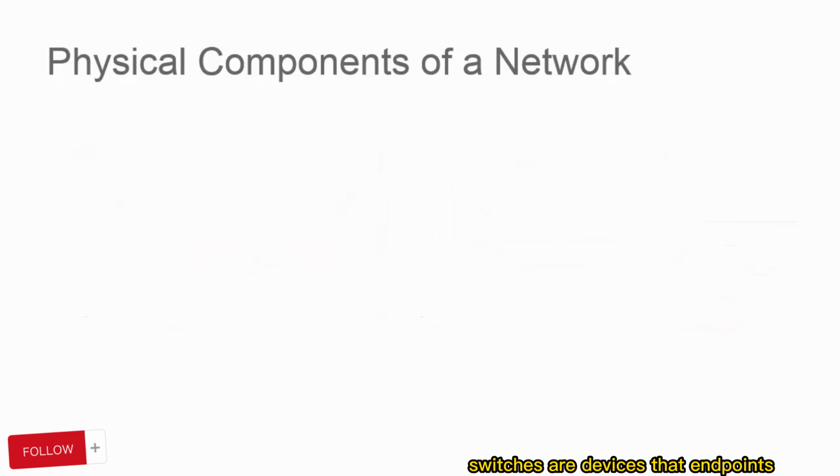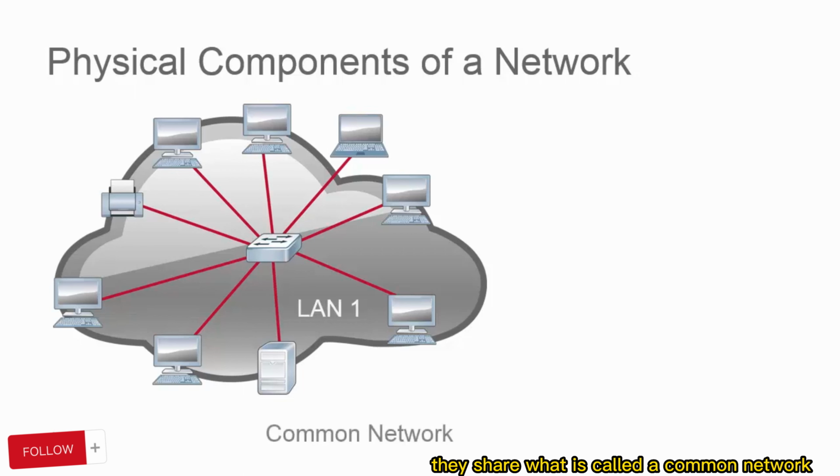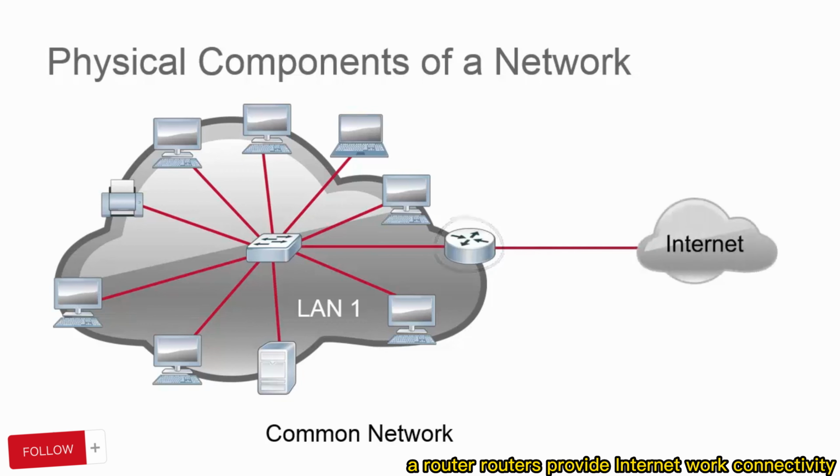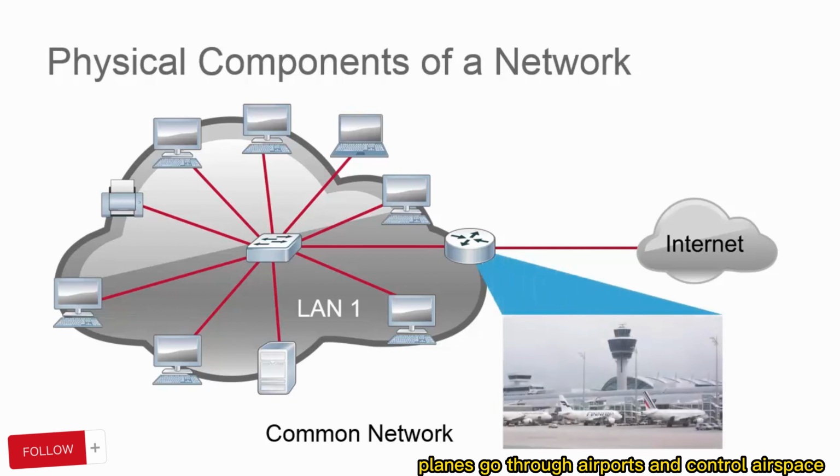Switches are devices that endpoints, such as PCs, file servers, and so on, connect to. Usually all the computers that are connected to the same switch can communicate directly with each other. They share what is called a common network. Common networks are rather small, which means that communication is more common between them and not inside of them. This leads us to another type of networking device, a router. Routers provide inter-network connectivity, and they do it in the most optimal way possible. Imagine a router as an airport traffic control. They say where, when, and how planes go through airports and control airspace. If you want to transit from one network to another, you have to go through a router.